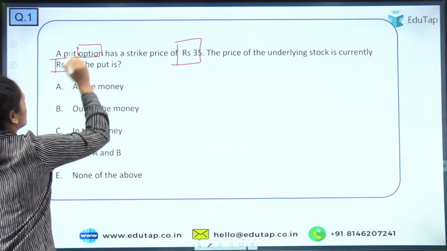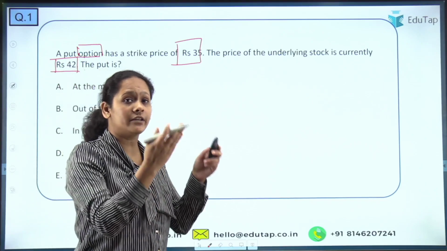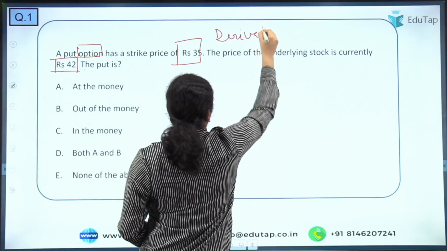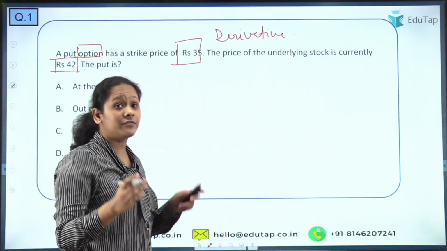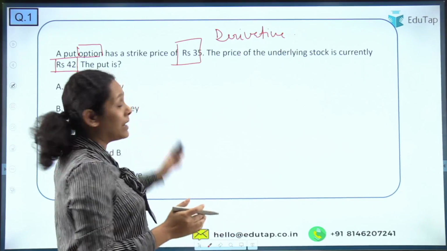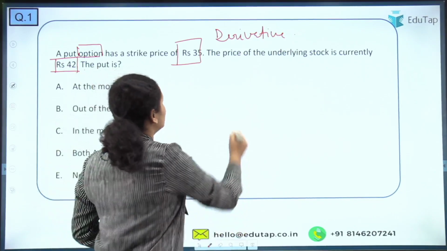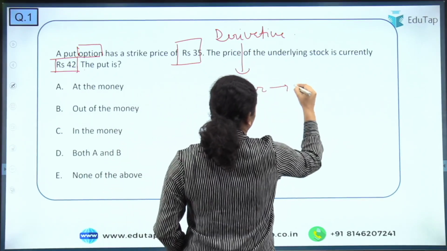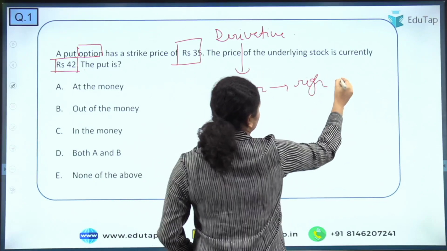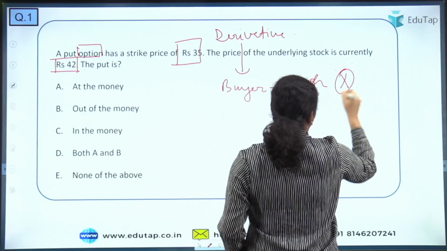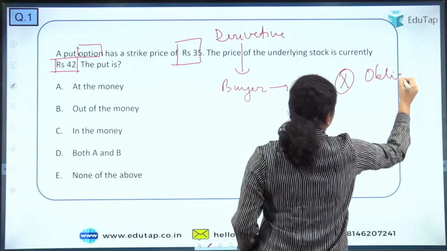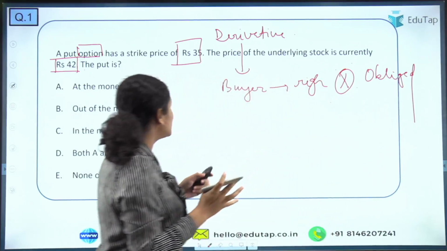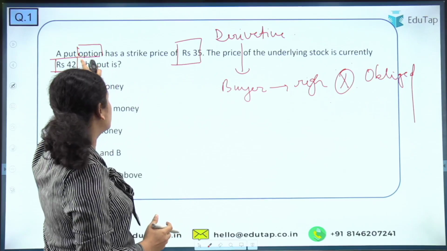Just a quick revision. What is an option? An option is a derivative contract. Okay? It is a derivative contract, but unlike futures and forwards, here the buyers are not obliged. The buyer of the put option, okay, has the right but he is not, remember this, he is not obliged, okay, he is not obliged to close the contract. This is the biggest difference.